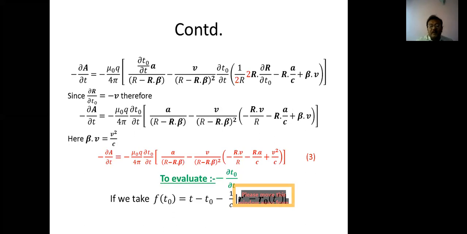Similarly, you can have f of t naught, which means t minus t naught minus 1 by c times mode of r prime minus r naught at t prime, or you can take t naught, because this is also evaluated at t prime equals t naught. So if you plug that in, dou f by dou t will be 0.